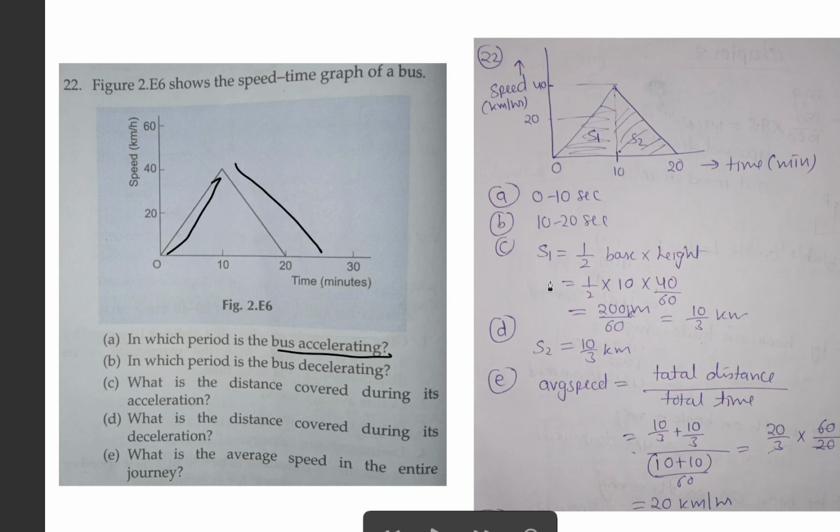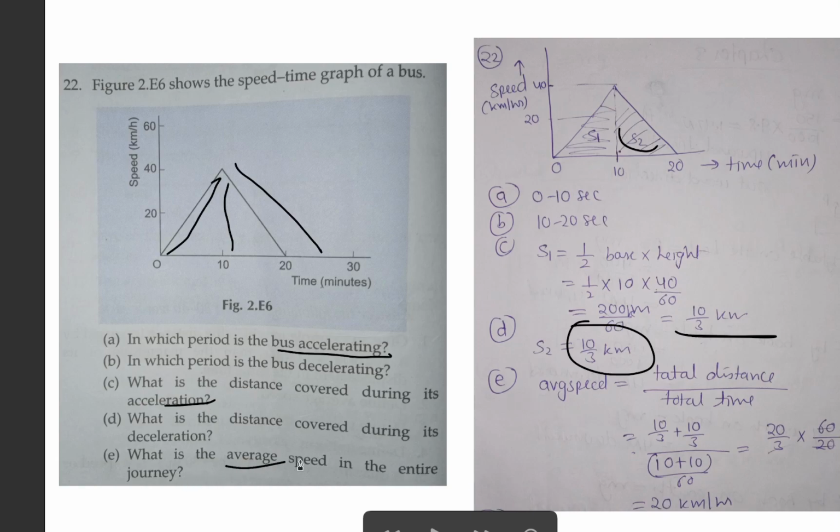So for the acceleration, first we will calculate the area under the graph for the first half, for the first 0 to 10 seconds. So half base into height, where base is 10 and height is 40 kilometer per hour. We convert it into minutes, so we get 10 by 3 kilometer. Because this is a symmetrical graph, S2 will be equal to 10 by 3 kilometer.